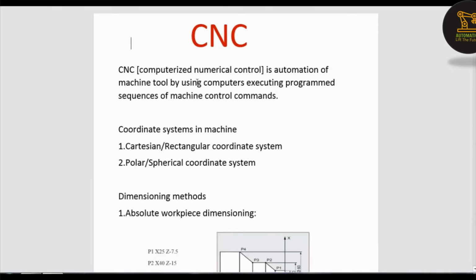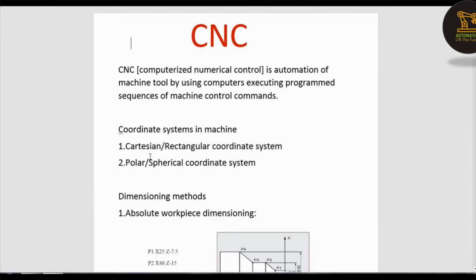Computerized numerical control is an automation of machine tool by using computers executing programmed sequences of machine control commands. There are two types of coordinate systems in machine. First one is Cartesian coordinate system, also known as rectangular coordinate system. And the second one is polar coordinate system, also known as spherical coordinate system.